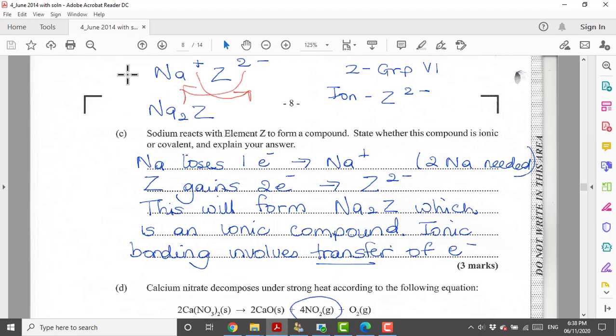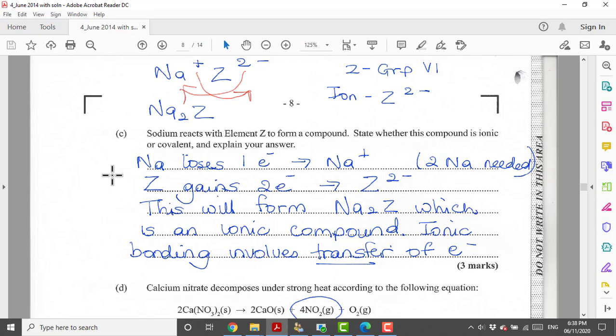So if sodium belongs to group 1, it's going to form a +1 cation. Z belongs to group 6. Therefore, its ion must be able to accept 2 electrons for a full stable octet. And by accepting 2 electrons, it gains a 2- charge. All right. We then cross multiply by the charges. So this 2 comes here, and this 1 charge comes here. And then we end up with Na2Z.